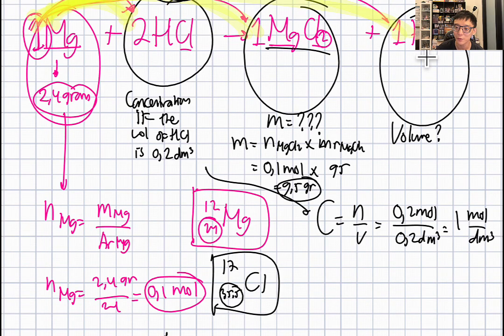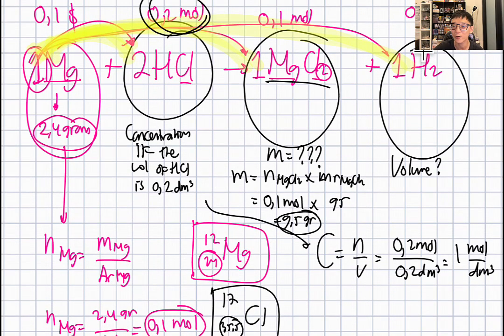Finally, what is the volume of hydrogen? The volume of gas is the mole multiplied by 24 decimeter cube. So it's 0.1 mole multiplied by 24 decimeter cube, or 2.4 decimeter cube.